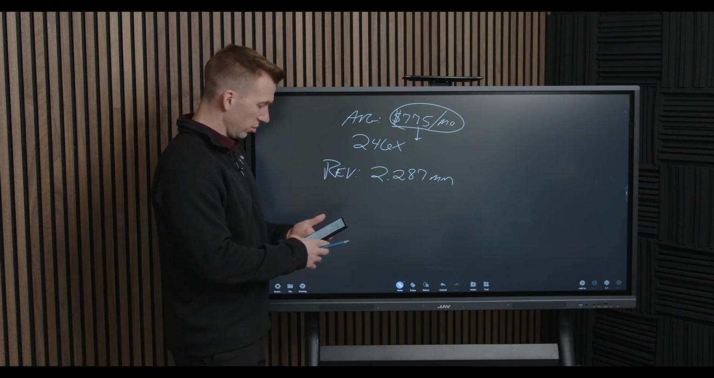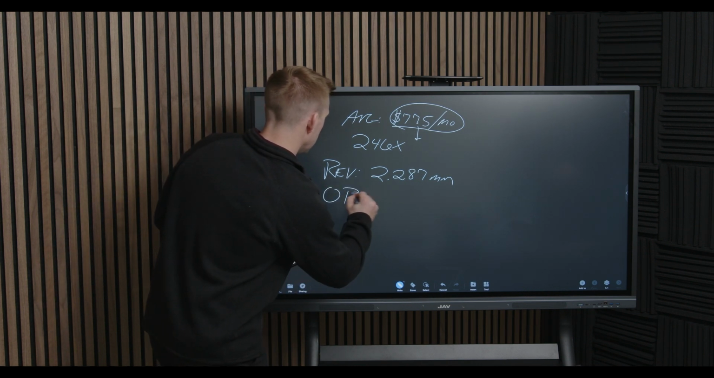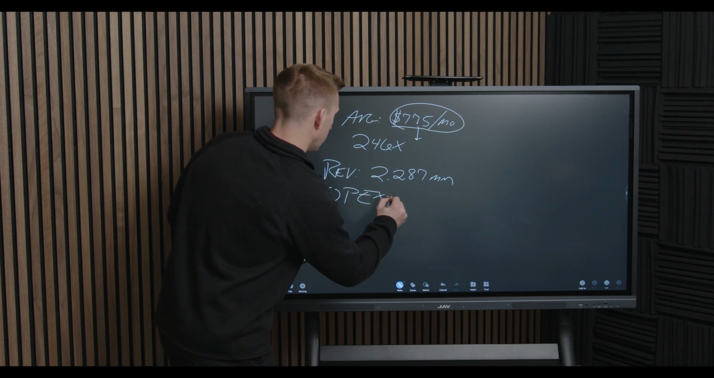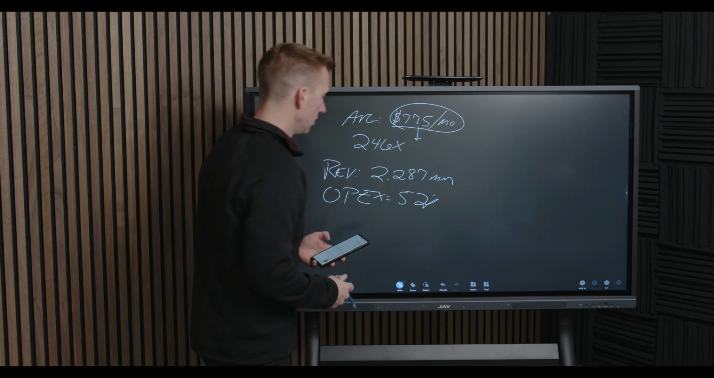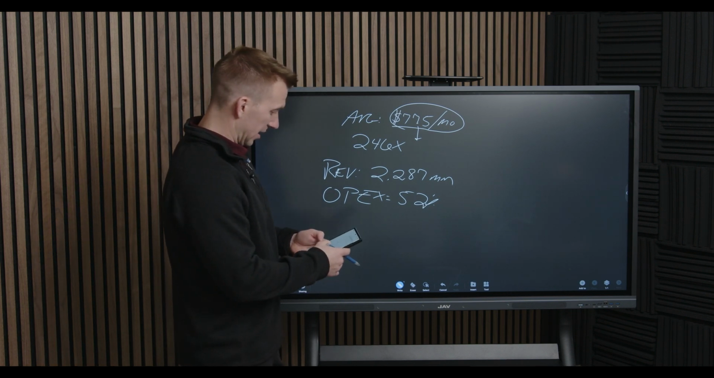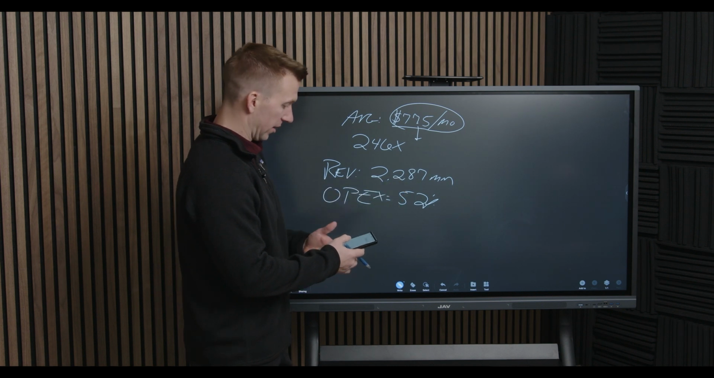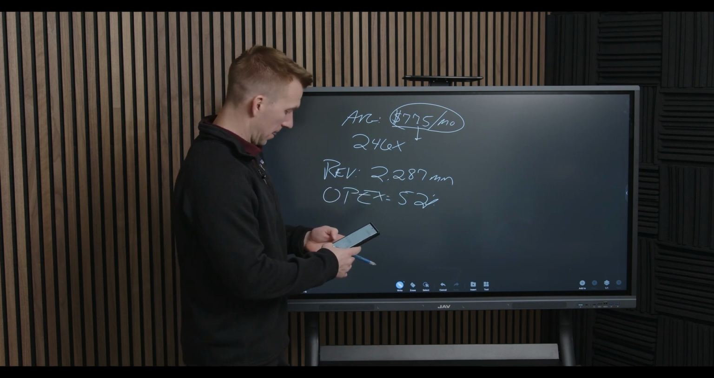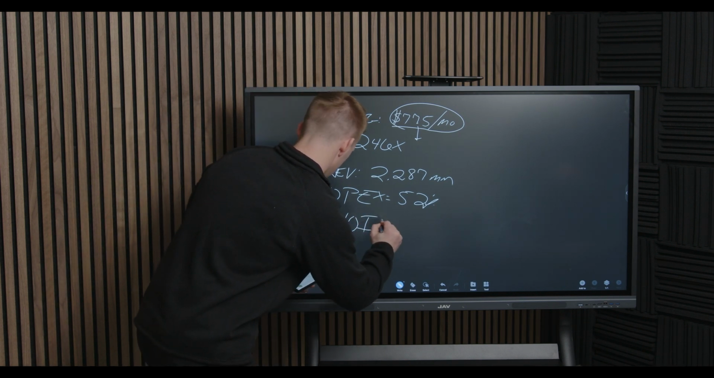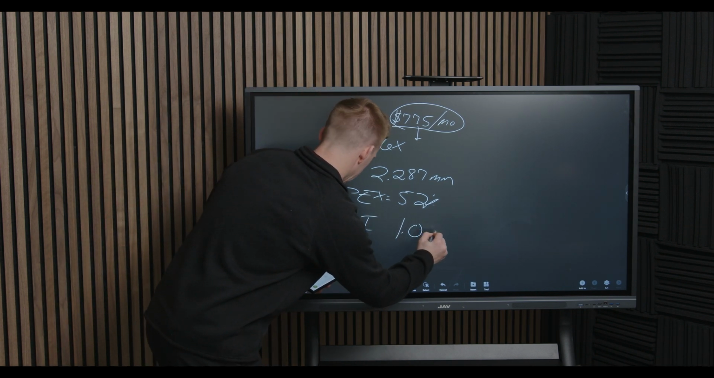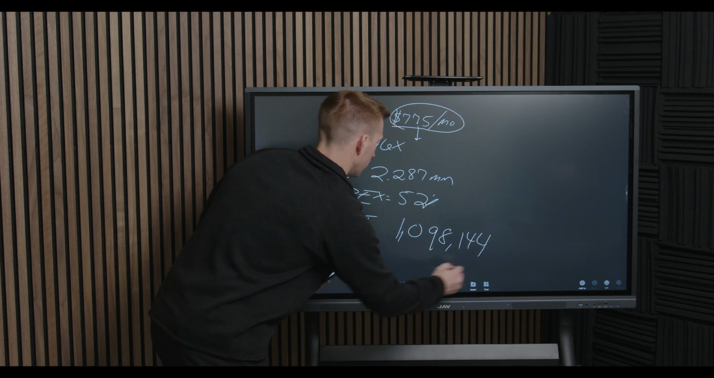So if we've got $2.287 million, let's just say that the operating expense, so OpEx, is 52%. That means my NOI percentage is going to be 48%. So if I take this 2.287 and multiply it by 0.48, or 48%, that gives me an NOI of 1.098 million, or $1,098,144.